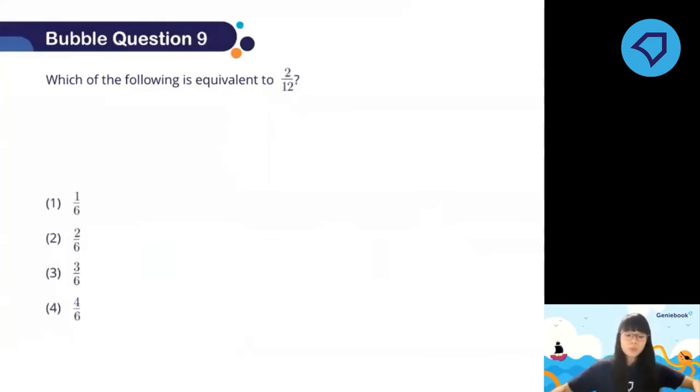Try this one. Which of the following is equivalent to 2 over 12? Now this one is very nice because the denominators given to you here are all 6. So what you can do is you can make the denominator to be 12, or you can make this denominator to be 6 and then you can compare. Okay? Options launching in 3, 2, 1. Let's go.